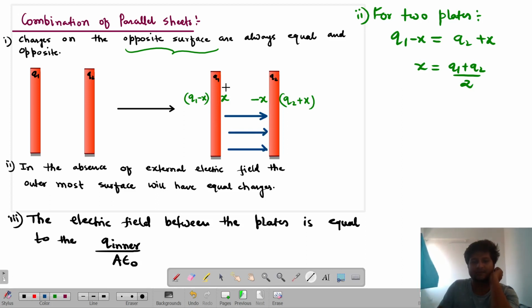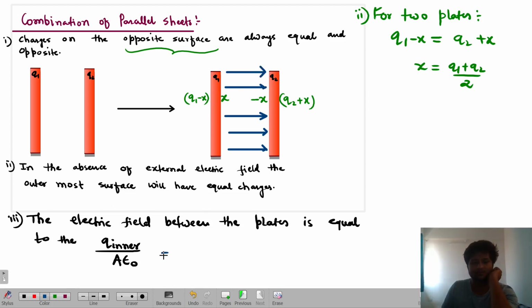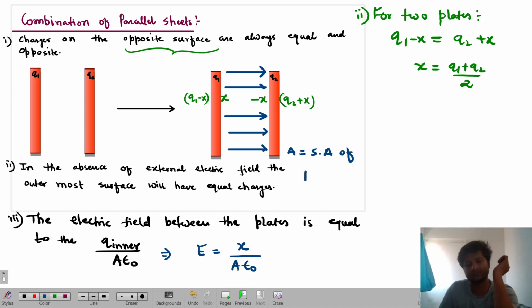Then that electric field is exactly equal to how much? Q inner. Q inner is how much? x over here, isn't it? So x by A epsilon. Is that clear? A is the surface area of plates. Yeah, plates basically you should tell.